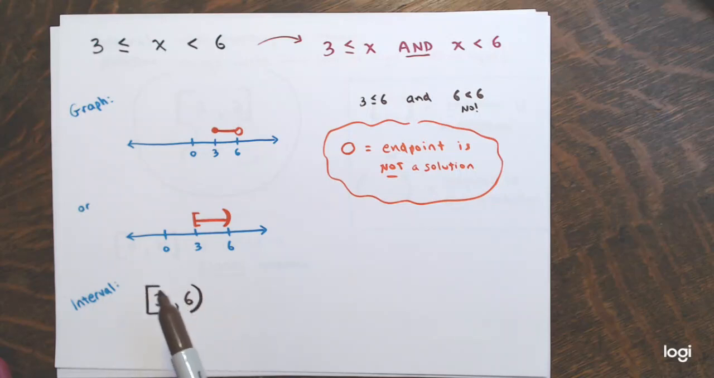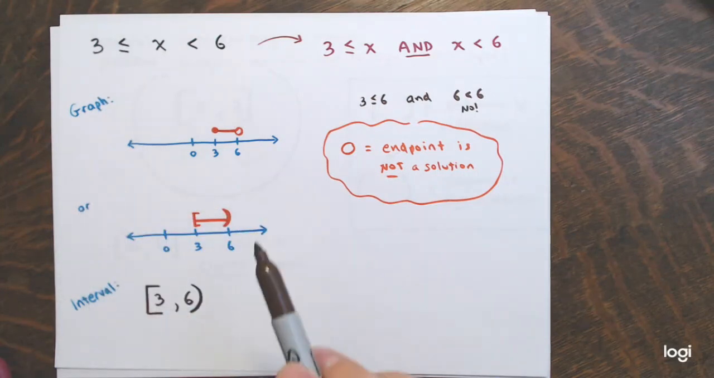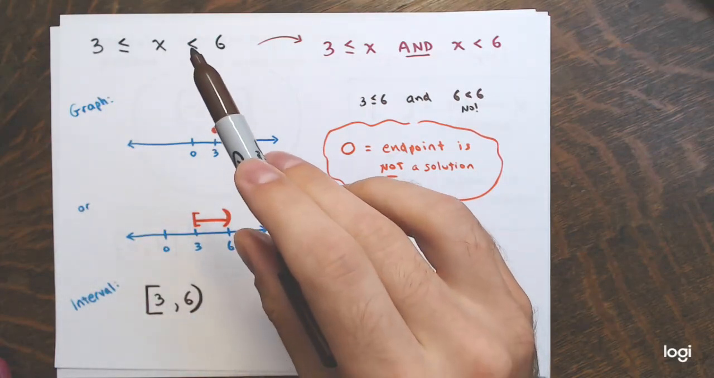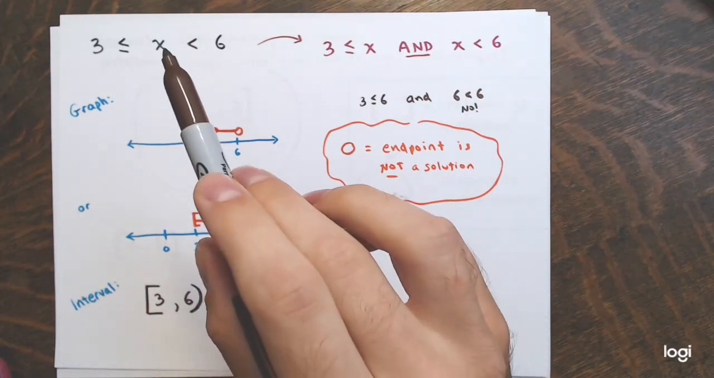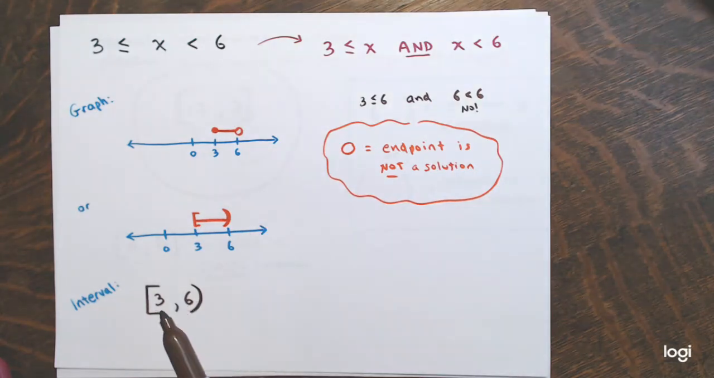Here's an interval describing the inequality solutions. Again, all this means is that every number between 3 and 6, including 3, but not including 6, are solutions to this inequality, which we see in our picture as well. All 3 of these things mean the same numbers, right? The inequality notation, the graph notation, the interval notation all represent the same number set.